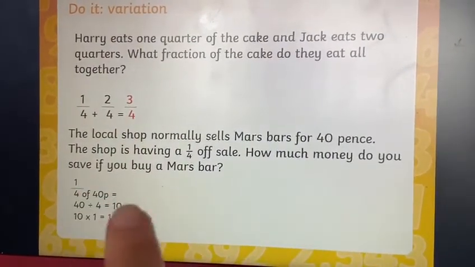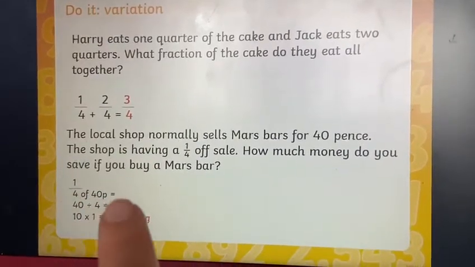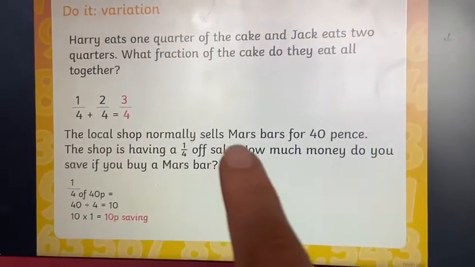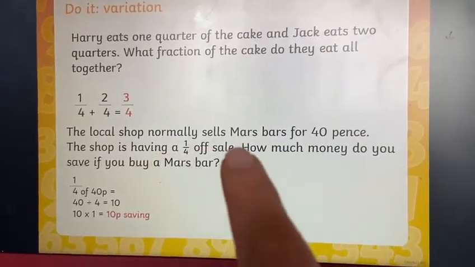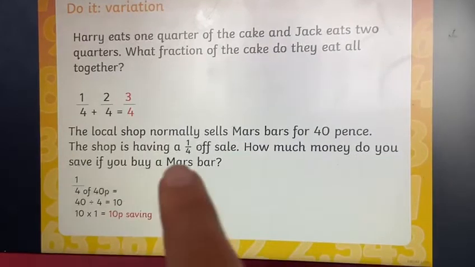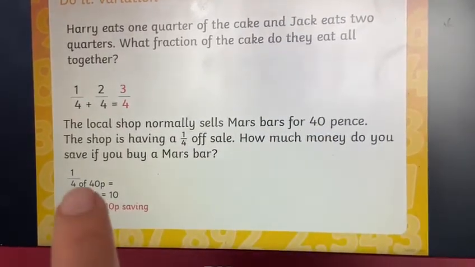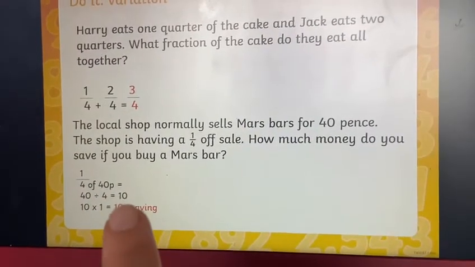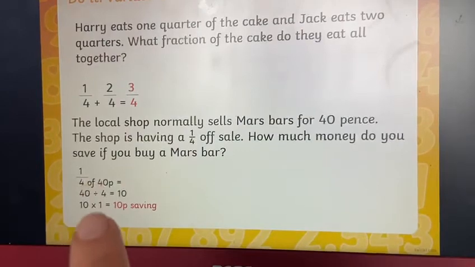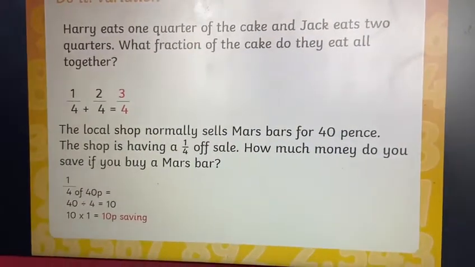Okay, and then this one, it's like the ones we've done previously. You're finding a fraction of an amount. So the local shop normally sells Mars bars for 40p. The shop is having a 1/4 off sale. How much money do you save if you buy a Mars bar? So we're finding what's 1/4 of 40. So 1/4 of 40, we do 40 divided by 4, which is our denominator. That's 10. And then we multiply it by the numerator, which is 1, and we still have 10p saving there.